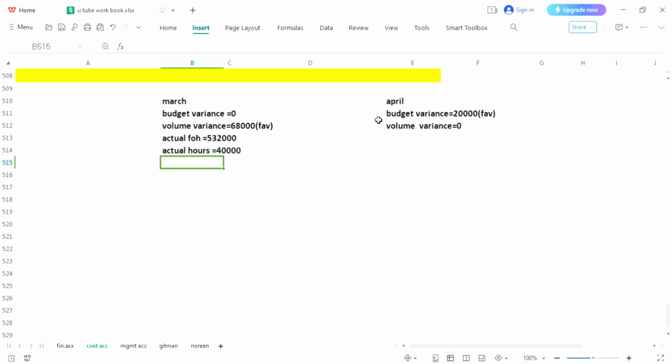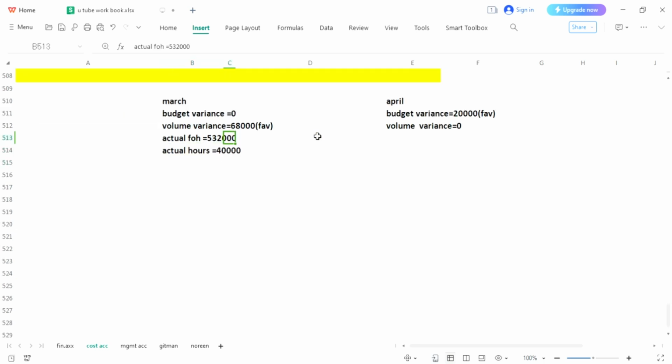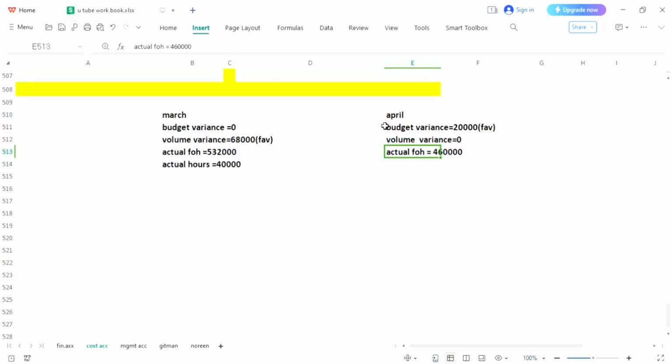Now the same information is provided for April as well. In April, actual FH is 4,60,000, so we will put actual FH 4,60,000, while actual hours for April are 32,000. Let me check, 32,000.